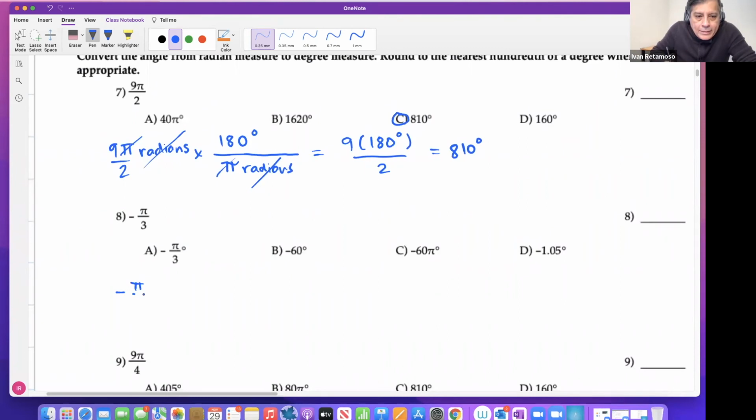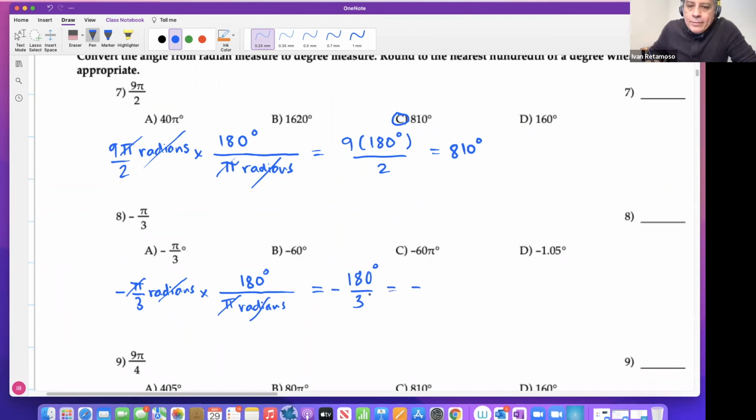Minus pi over 3 radians converted to degrees. Multiply by your conversion factor, right? Pi radians on the bottom, 180 degrees on the top. Notice radians will be canceled with radians. Pi will be canceled with pi. There is just 1 left here. 1 times 180 degrees is 180 degrees over 3. Don't forget the negative sign, right? And this is just 3 into 18 is 6. So attach a 0, negative 60 degrees, right? Very good, guys.